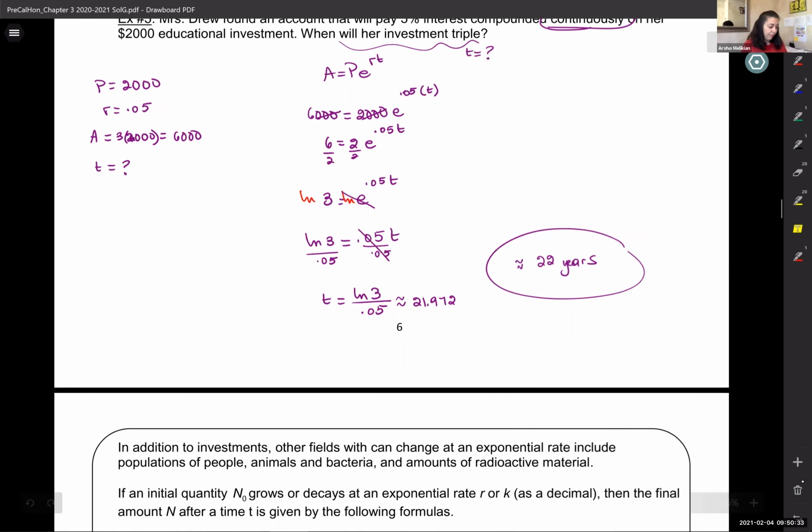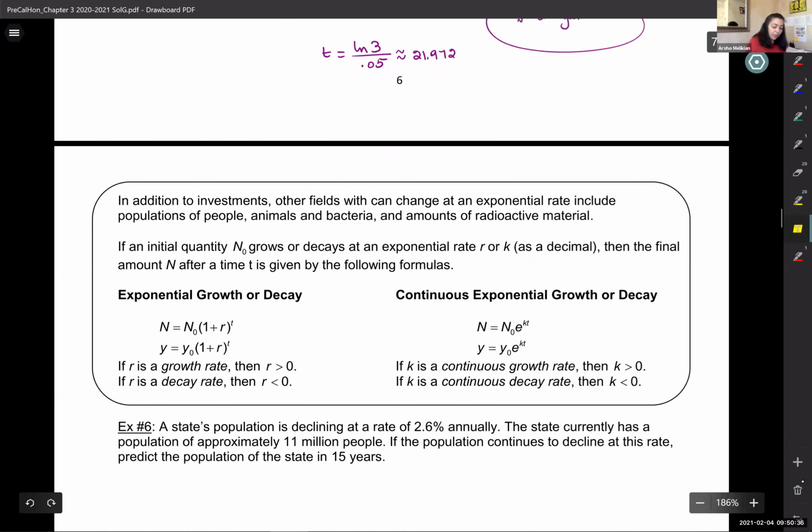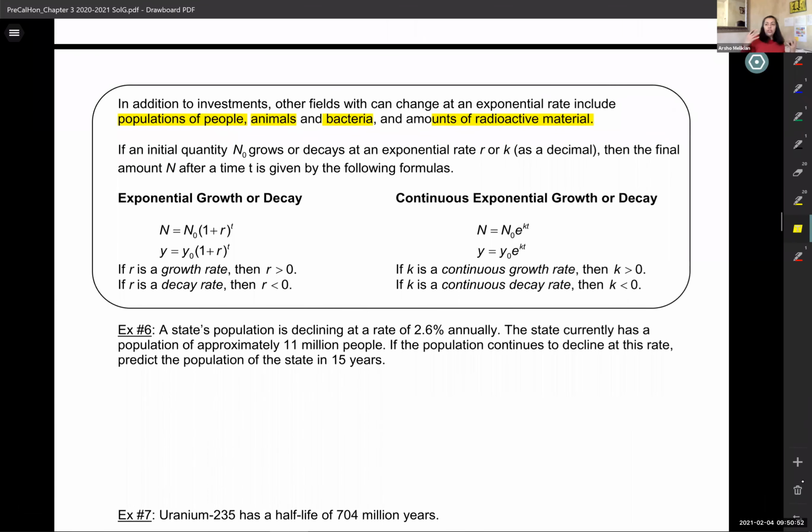But in addition to investments, exponential functions apply to so many other things. For example, populations of people, animals, bacteria, amounts of radioactive material, okay? So for those, we have our general formulas. Now, these are the original formulas. These are the first ones that were made, and then bankers just modified them to use variables that they are comfortable with.